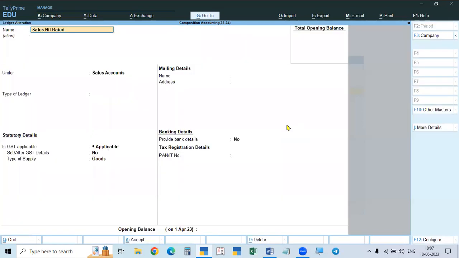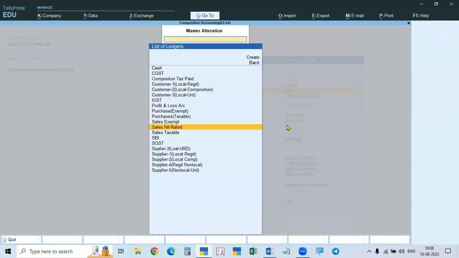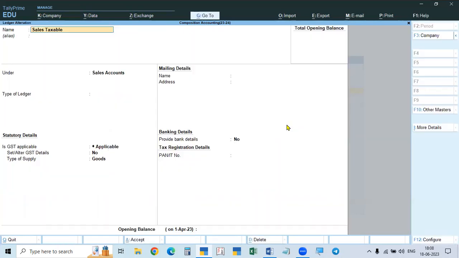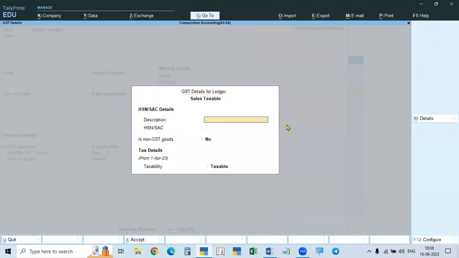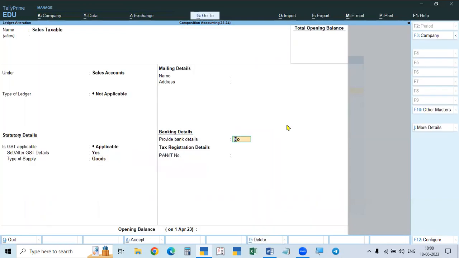Similarly, nil rated, same thing. Yes, you take it as nil rated goods. That's all. And exempt, then taxable. So in this case, taxable sales, he will take, and then we will take it as taxable. For sales, we are giving it here itself.